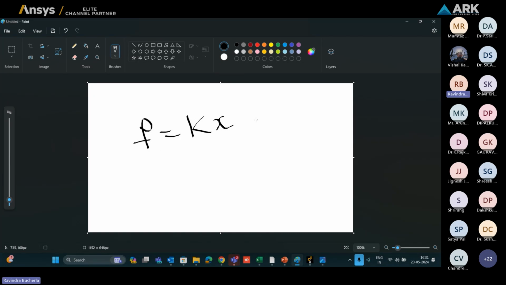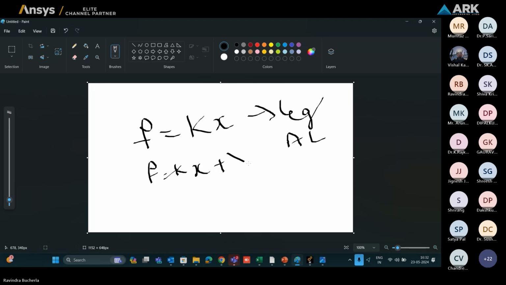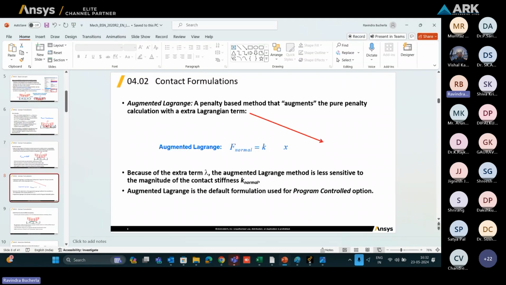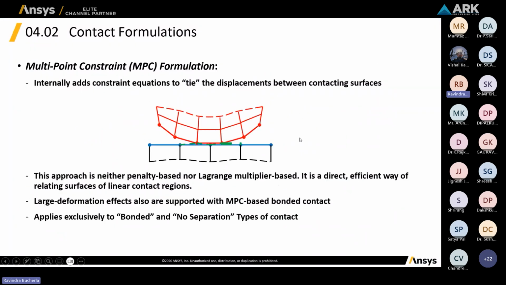So additional to this term, which is Lagrangian, in augmented Lagrangian we will be having one extra term, lambda. If the contact is normal, Lagrangian will be good. If the contact will be having some kind of sliding or something, augmented Lagrangian will be the best formulation to get more accurate results. So this lambda is missing in this equation.